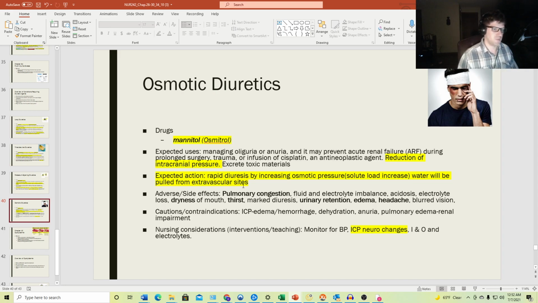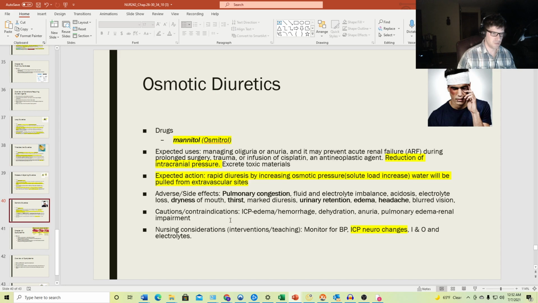So again, rapid diuresis by increasing osmotic pressure. Water will be pulled from extravascular sites. Adverse side effects: pulmonary congestion, fluid and electrolyte imbalance, acidosis, electrolyte loss, dryness of mouth, thirst, marked diuresis, urinary retention, edema, headache, blurred vision. Those are the adverse side effects.